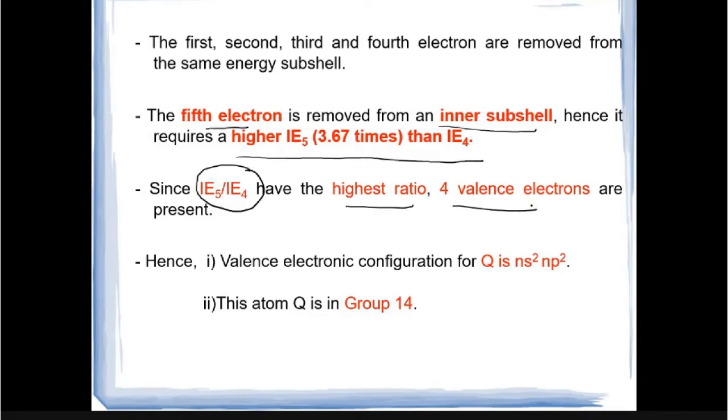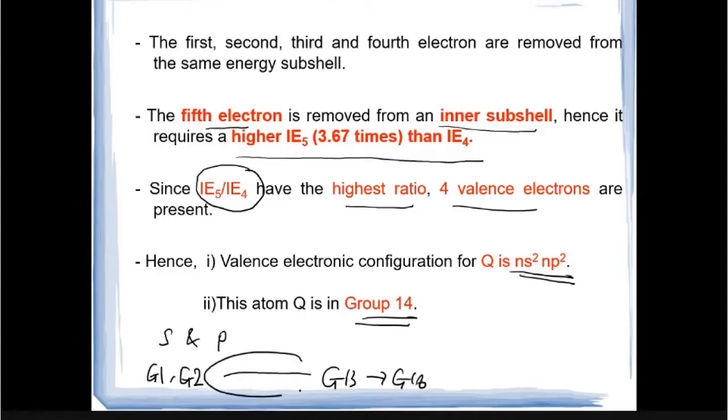Please be careful. 4 valence electrons is group 14. The general formula is ns2np2, not group 4. Because for our syllabus, we just focus on the s and p block. Meaning that we can deduce group 1, group 2, and after that group 13 until group 18. So we ignore the group 3 to group 12 transition metals. Ignore. We just focus on group 1, group 2, group 13, and up to group 18. Clear?